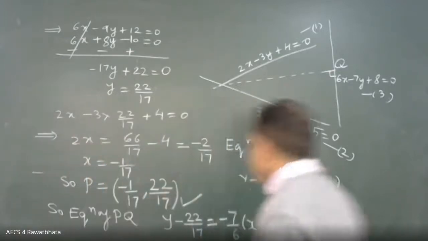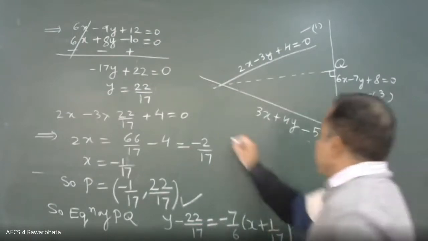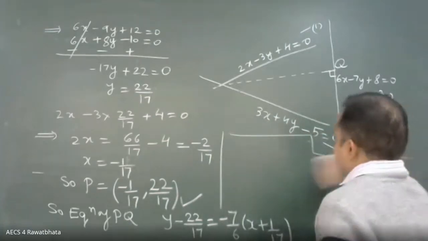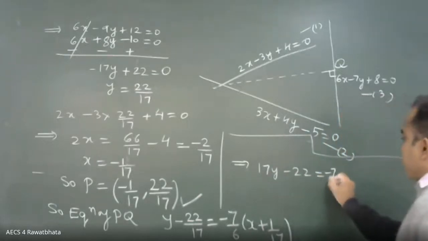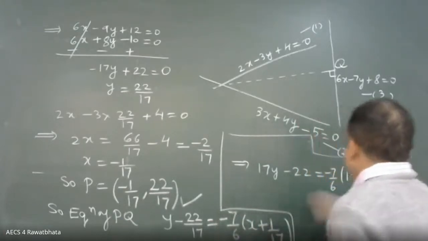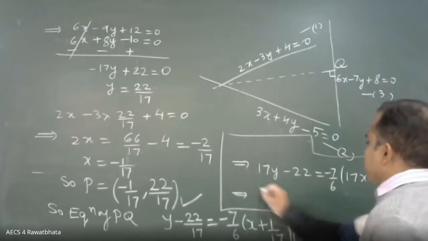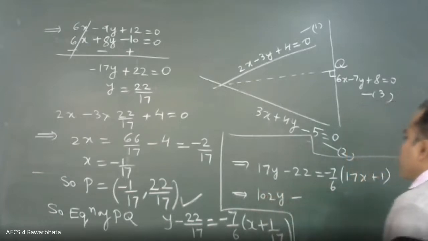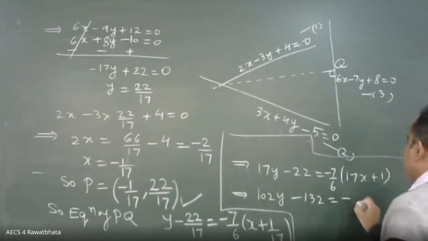So multiplying it with 17 on both sides. This will give me 17y minus 22 equal to minus 7 by 6 into 17x plus 1. I think I have to multiply with 6 also. Cross multiply. 17 sixes, how much? 102. 102y minus 22 into 6, 132, equal to minus 7 into 17x plus 1, that is minus 119x minus 7.